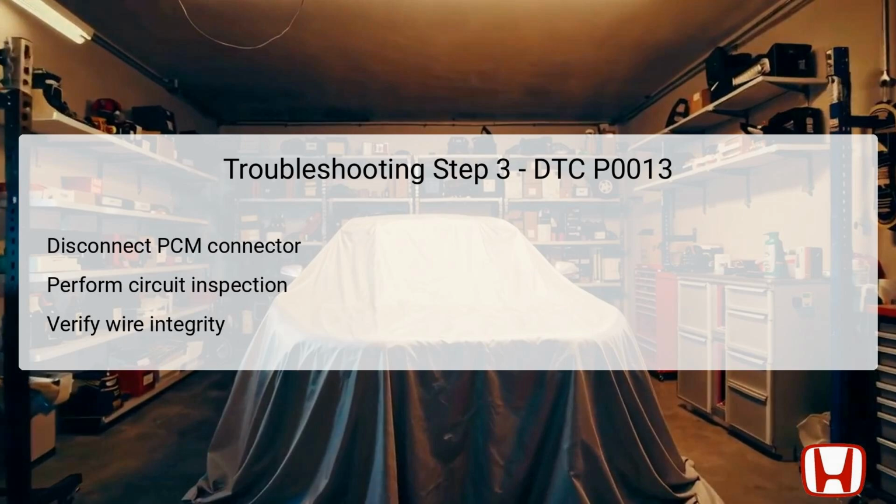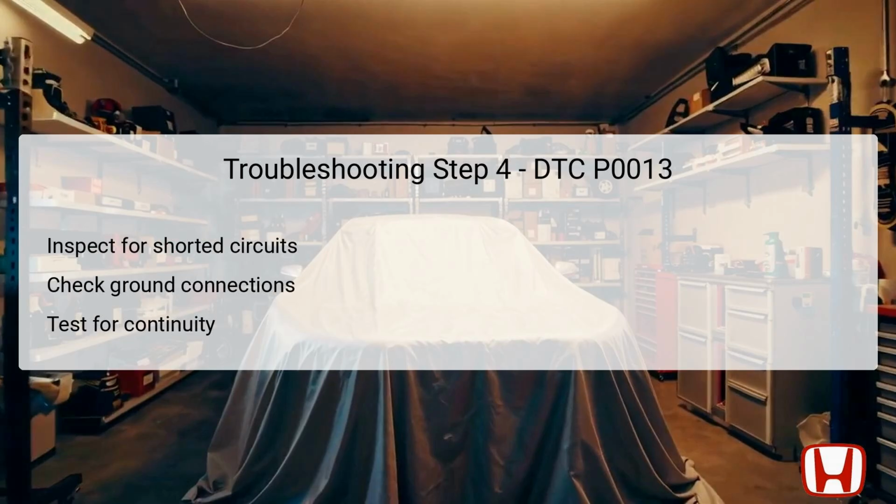Following this, you will check the VTC oil control solenoid valve B, 2P connector and the PCM connector for continuity of circuits. Particularly, you must pay attention to the resistance across circuits, which should read less than 1 ohm for each of the inspected wiring, signifying no open circuits. Conducting these checks will clarify whether wiring issues are causing the fault code P0013.